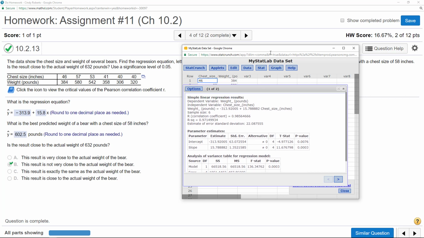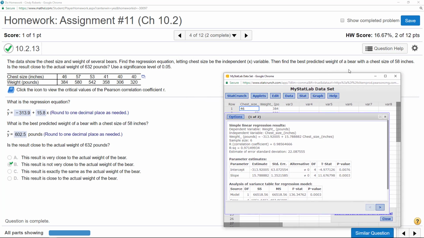So then it asks to predict the weight of a bear with a chest size of 58 inches. The only way you use this equation is if it's a good prediction equation. How do we know if it's a good prediction equation? We look at our correlation coefficient and we compare it with a critical value.